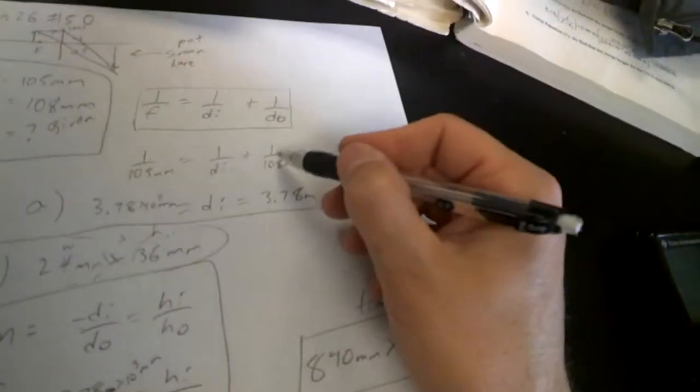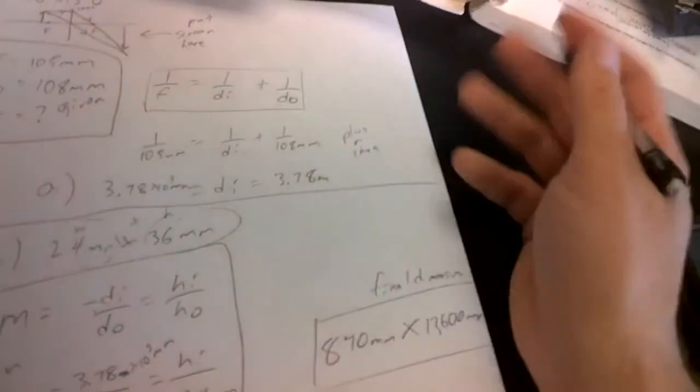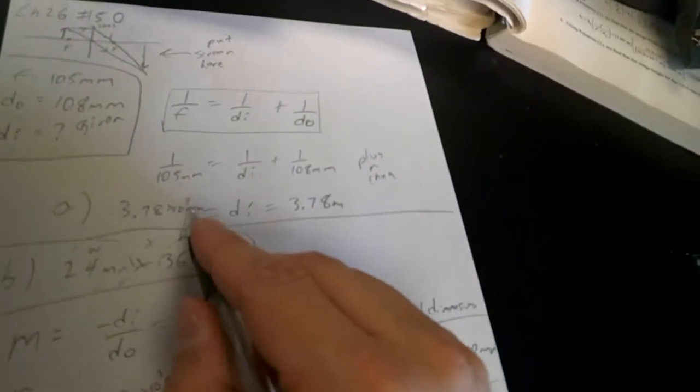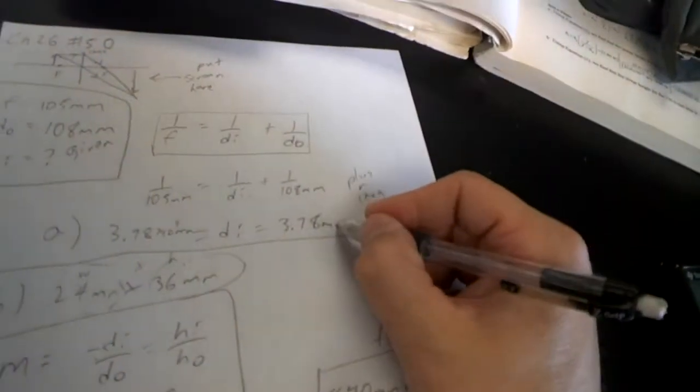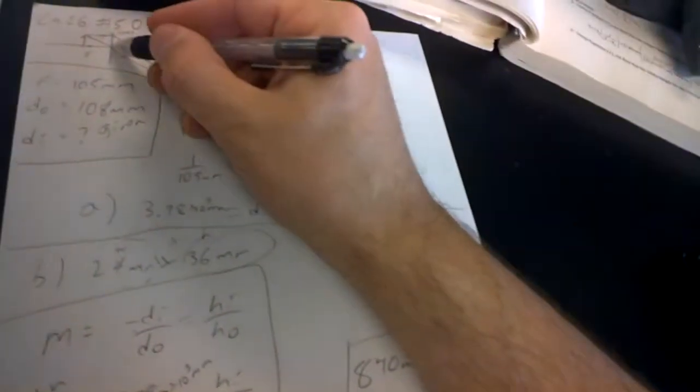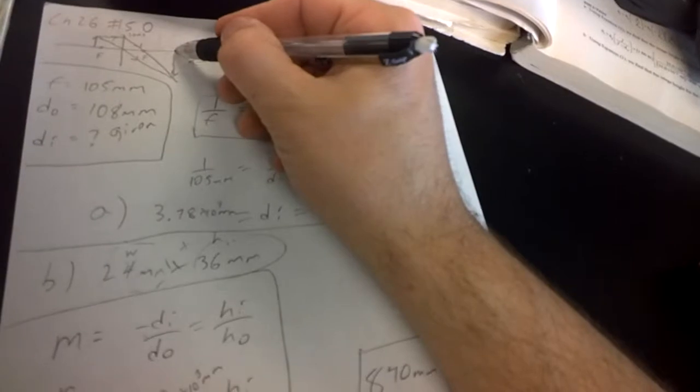So get this as a decimal since you have a calculator, subtract this as a decimal, and then take the inverse of whatever you've got to get 3.78 times 10 to the third millimeters, or 3.78 meters. So this distance from the lens to the screen, that'll be our image distance, has to be 3.78 meters.